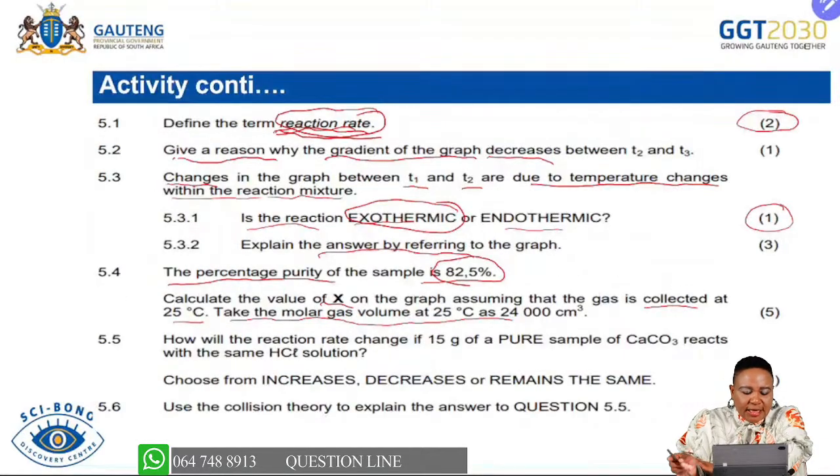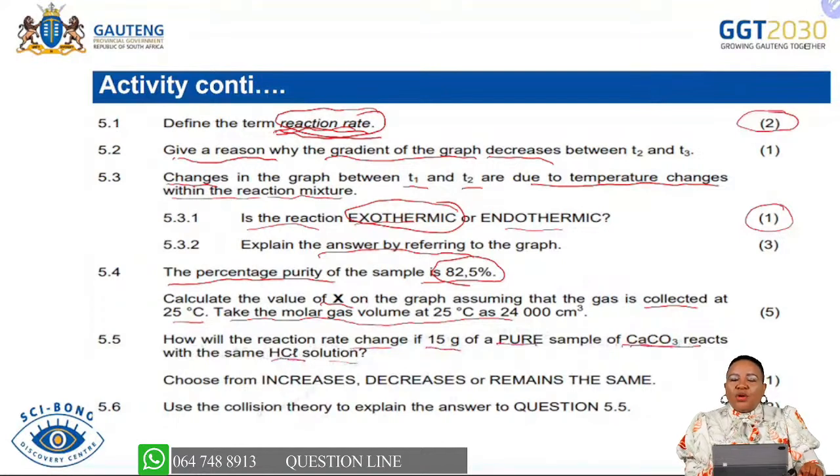The next question says, how will the reaction rate change if 15 grams of pure sample of calcium carbonate reacts with the same hydrochloric acid solution? We know that the purity can also affect the rate of reaction, because the purer the substance, the larger the surface area. They say choose from increase, decrease, or remains the same, and then use the collision theory to explain that.